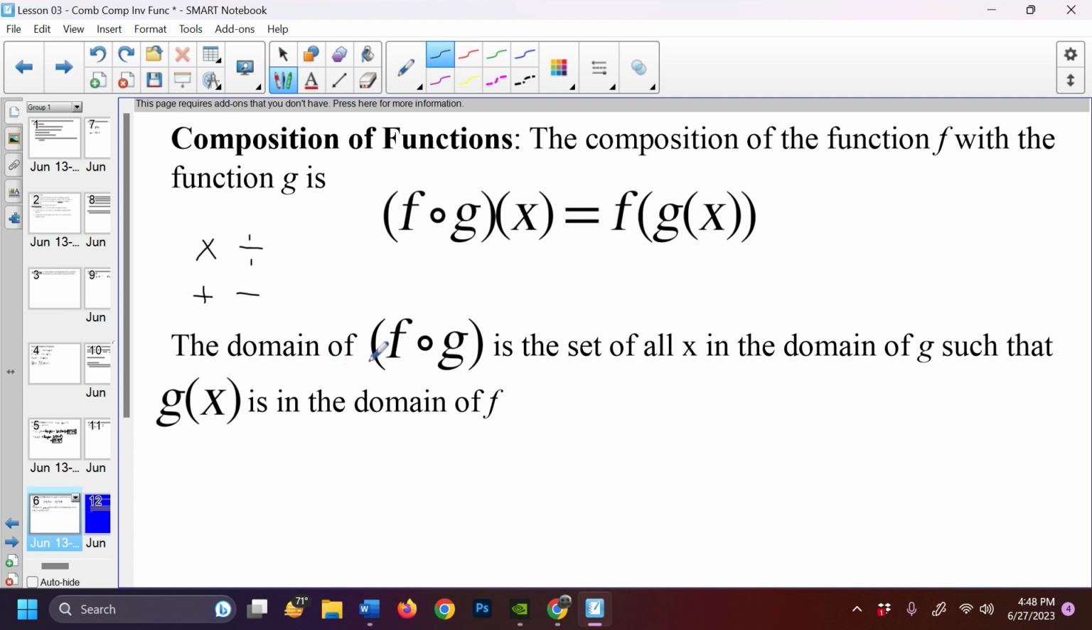The domain of f composed with g is the set of all x in the domain of g such that g of x is in the domain of f. And so basically you start with the domain of g, and any value that is in the range of g that is not in the domain of f also must be removed.